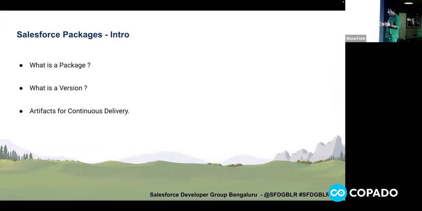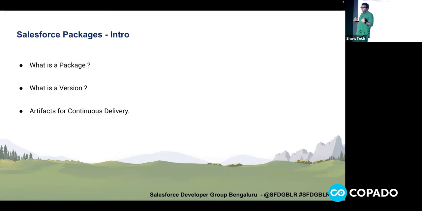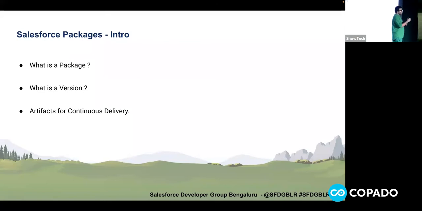A package is an entity which holds all the metadata items that you have developed or modified, that you want to push to the next stage, and that can be added under a single container in Salesforce. That is just a package. A package cannot exist without a version. Whenever you create something, it needs to be versioned, else it doesn't make sense. So there should be an initial version, and then you can go through it in a particular format.